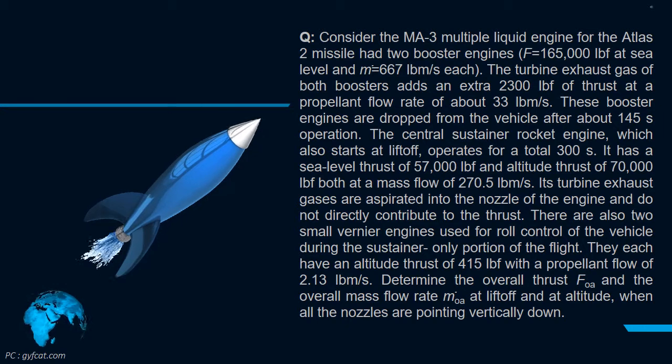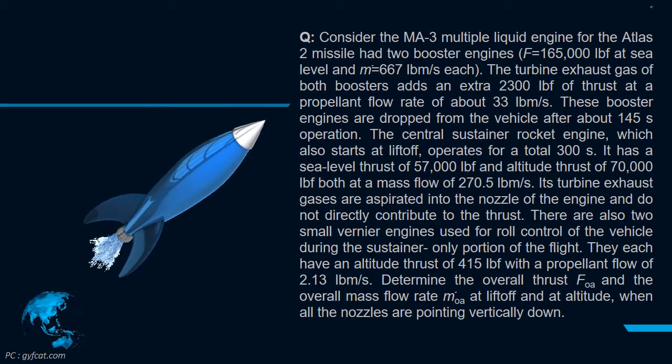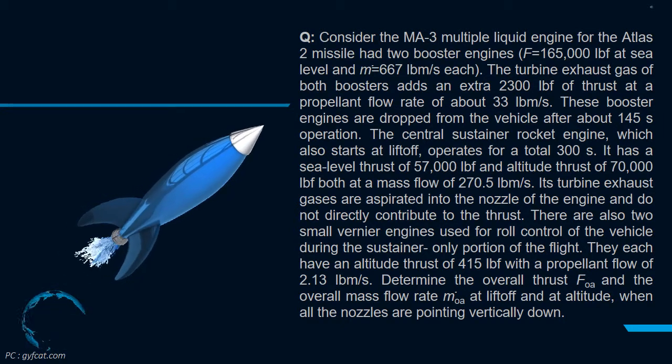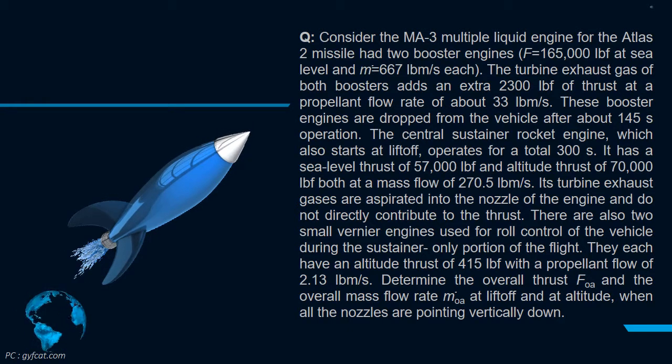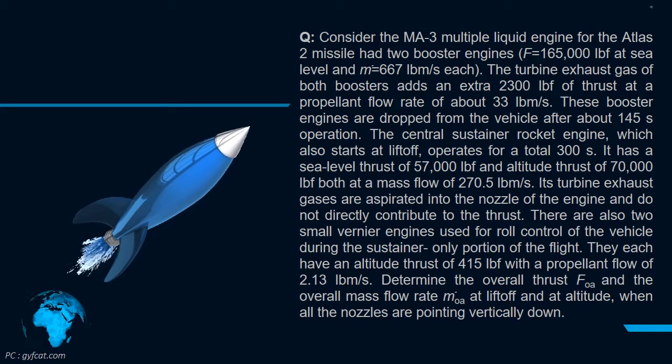They each have an altitude thrust of 415 pound-force with a propellant flow of 2.13 pound-mass per second. Determine the overall thrust F suffix OA and the overall mass flow rate m dot suffix OA at liftoff and at altitude when all the nozzles are pointing vertically down.